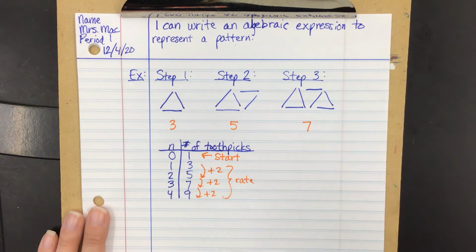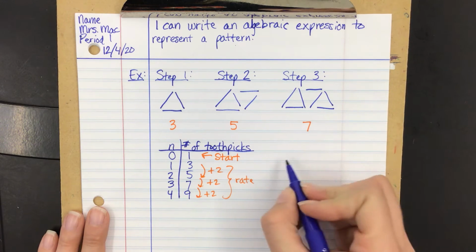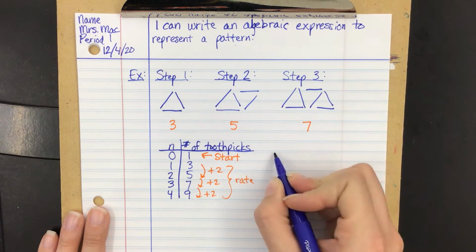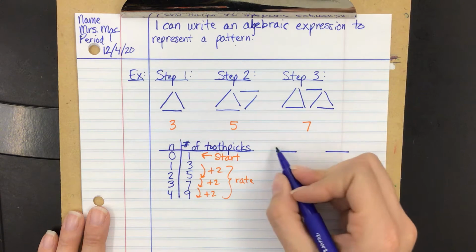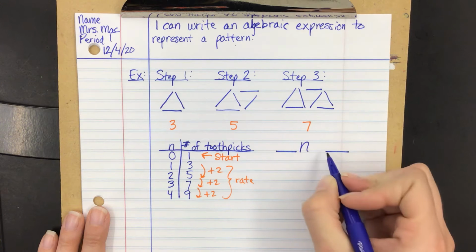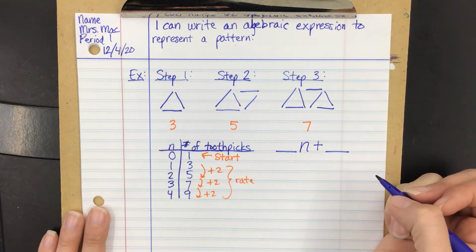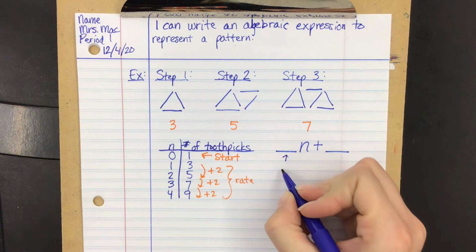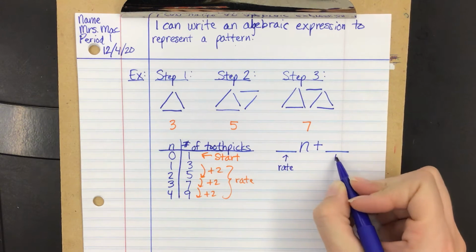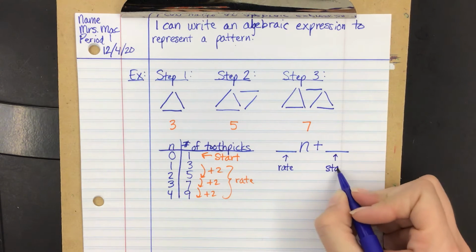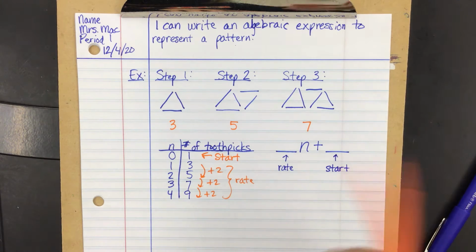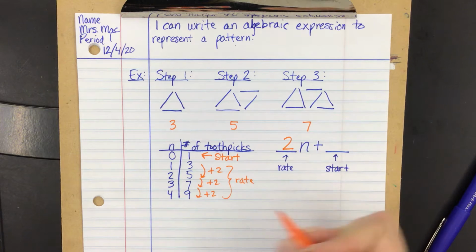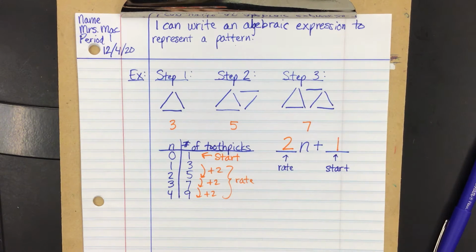So then when you're writing an expression for this, it's always going to fall in that same way. You're going to have some number times your variable n plus some amount. Okay? This is always your rate here. And this is always either an initial fee or what you start with. So in this case, our rate is 2, and we start at 1. Everybody agree? Good?